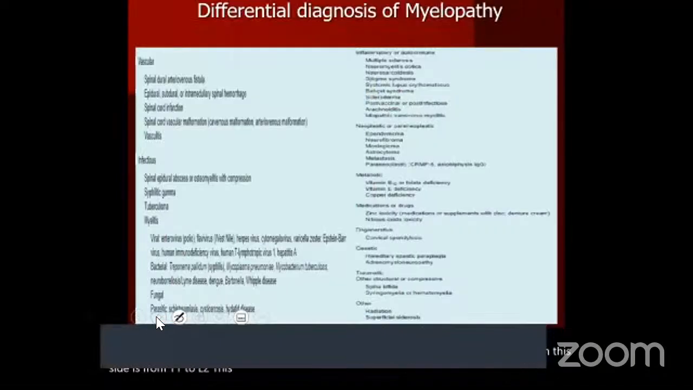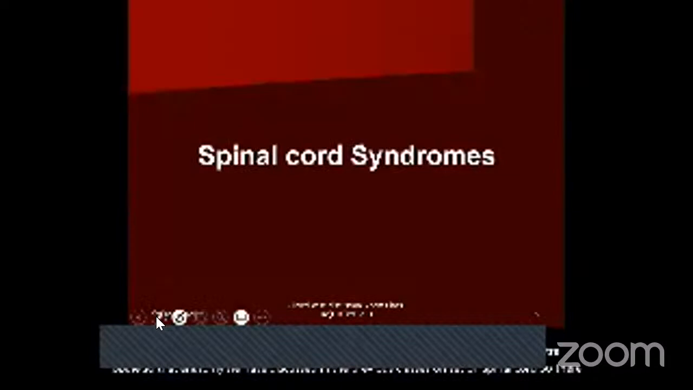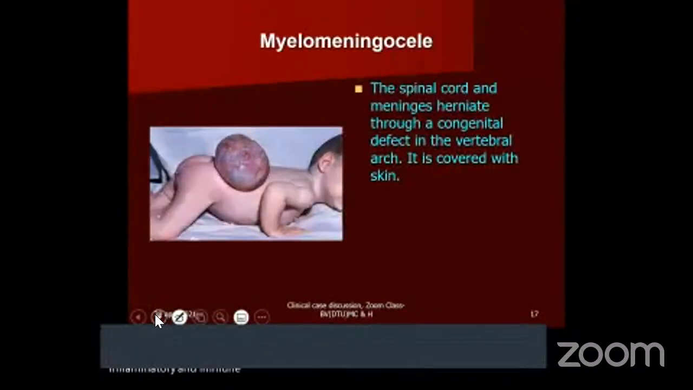So there is a various differential diagnosis. It can be vascular etiologies, infectious etiologies, inflammatory and immune, metabolic, and other materials can give rise to myelopathy, which we will take one after the other. So these various pathologies can cause either compressive or non-compressive myelopathy. Spinal cord and meninges can herniate through a congenital defect in the vertebral column, which is a meningocele.